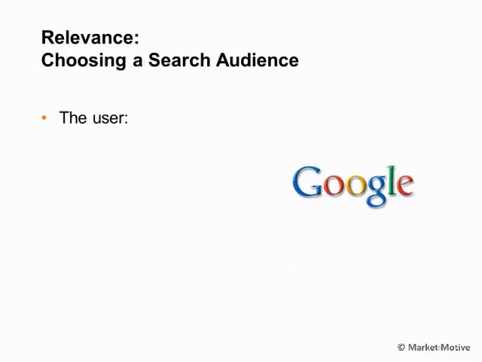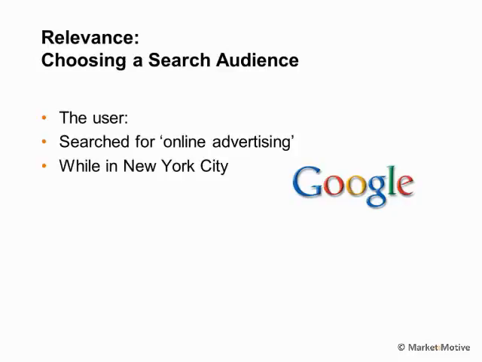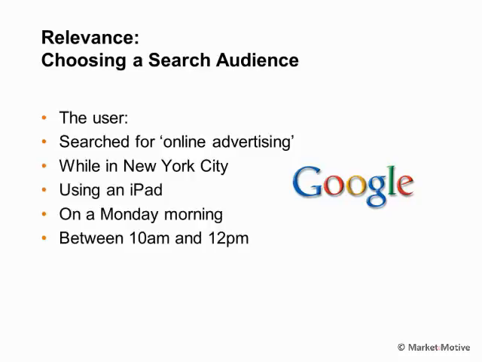Now, to give an example of how relevant you can be just using Google, you can serve an ad to a user based upon these behaviors. First, they searched for online advertising. Next, they're sitting in New York City. They're using an iPad. It's a Monday morning. It's between 10 and noon. Now that's a very targeted ad copy. You may not use every potential behavior.